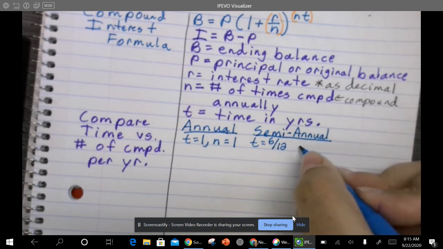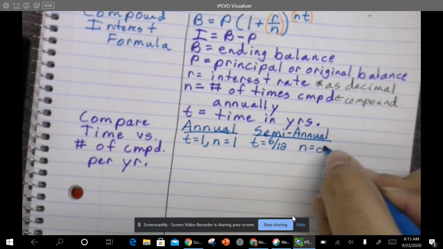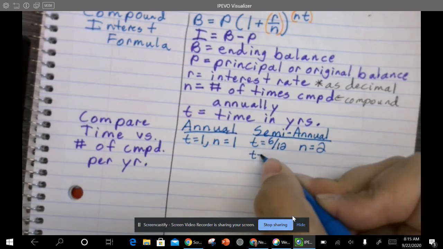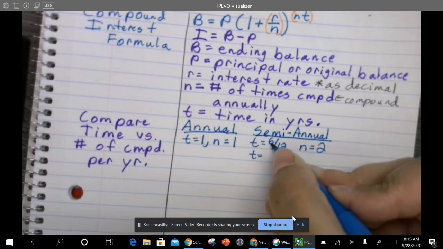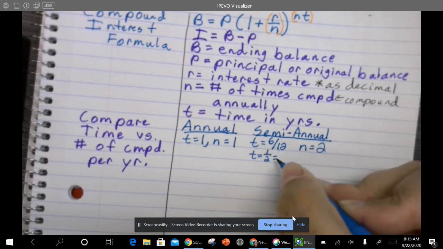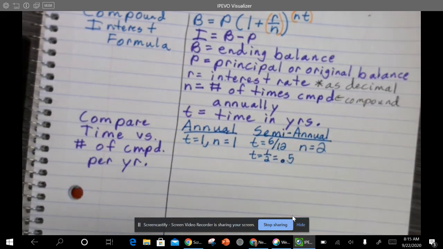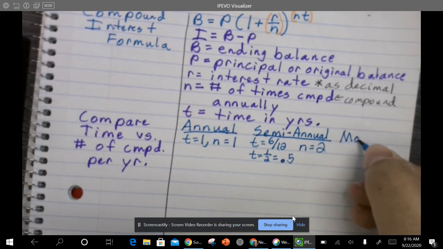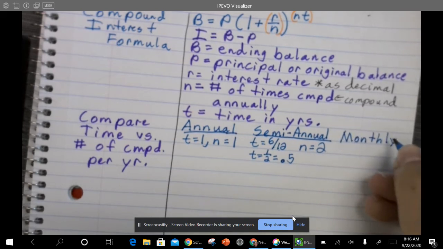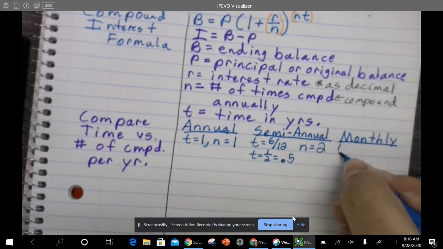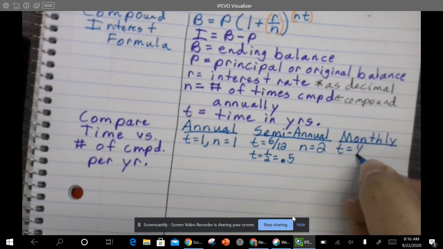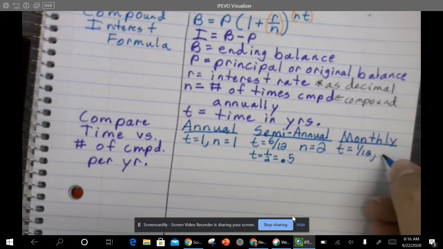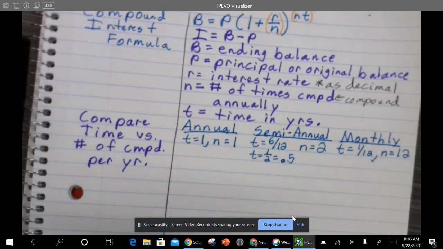Okay, and so it's going to be compounded twice a year. But you can also do 6/12 simplifies to 1/2, which is also 5/10, so 0.5. Okay. We can also have if it's compounded monthly, everybody. Or if you just have where it's going to be for 1 month, you want to know how much interest you earn in 1 month, so that would be the time. So 1/12, 12 months in a year, everybody, and it'd be compounded every month. So n would be equal to 12.